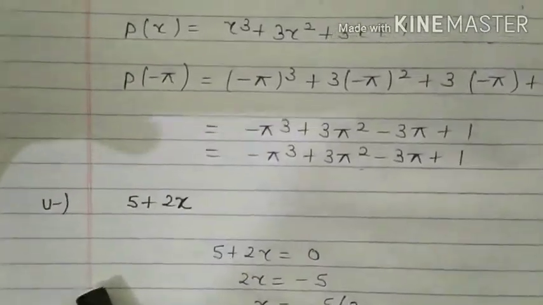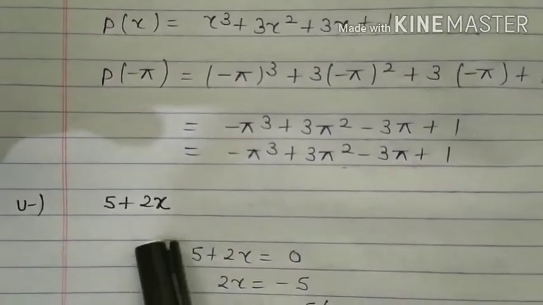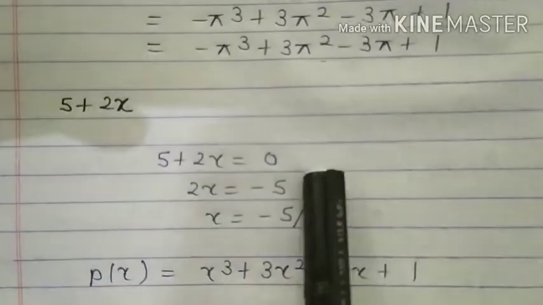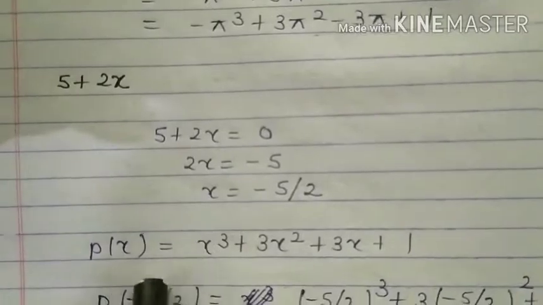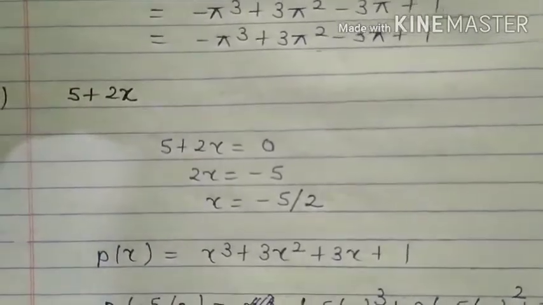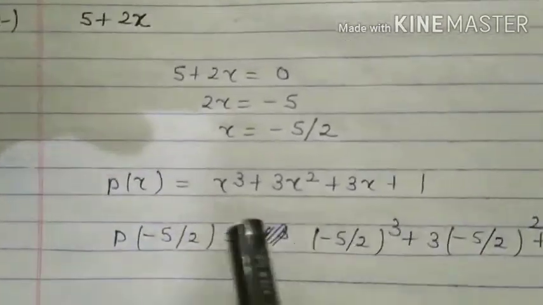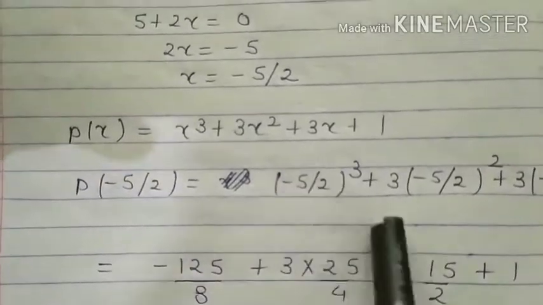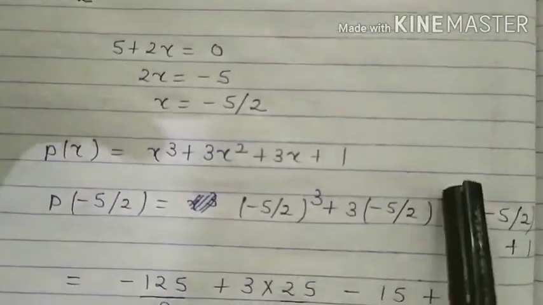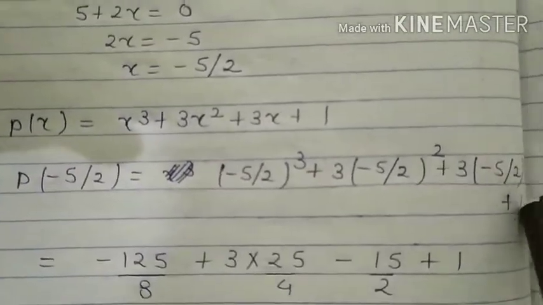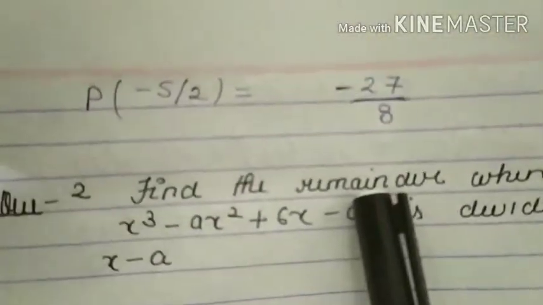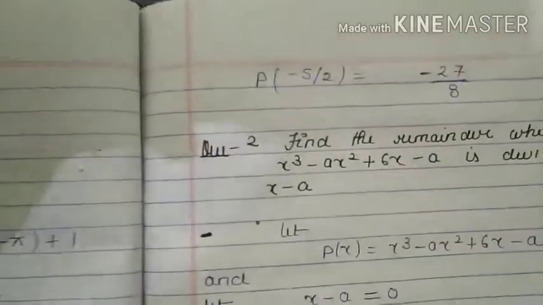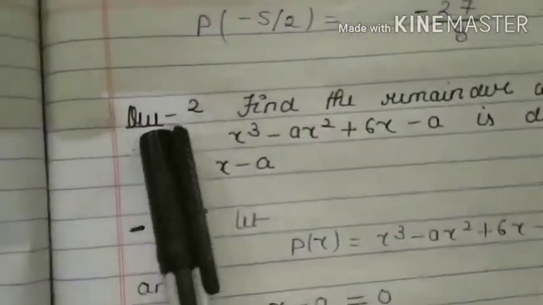Fifth part, same polynomial is divided by 5 plus 2x. So 5 plus 2x equals to 0. We get x equals to minus 5 by 2. Put x equals to minus 5 by 2 everywhere where we have x. Okay, minus 5 by 2 cube plus 3 minus 5 by 2 square plus 3 minus 5 by 2 plus 1. After solving we get minus 27 by 8. Okay, clear? Now question number 2, same question.